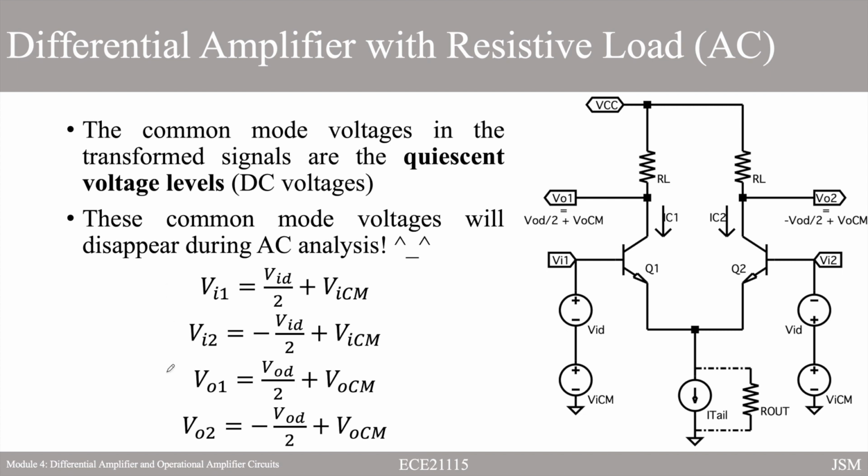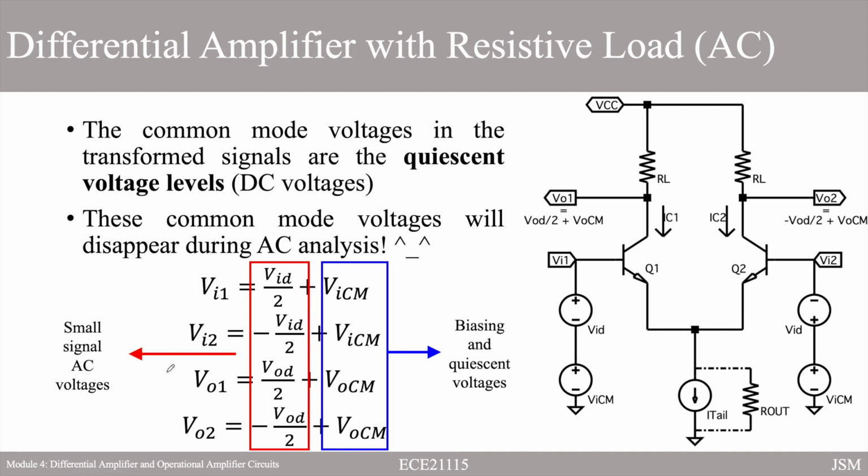So, si VI1 is input differential voltage over 2 plus VICM. Si VI2 is negative input differential voltage over 2 plus VICM. Si VO1 naman is the output differential voltage over 2 plus VOCM. And si VO2 is the negative differential output voltage divided by 2 plus VOCM. So, yung mga VID and VOD natin, actually, yan po yung AC signal natin. And si VICM and VOCM, yan po ang biasing and quiescent voltages.